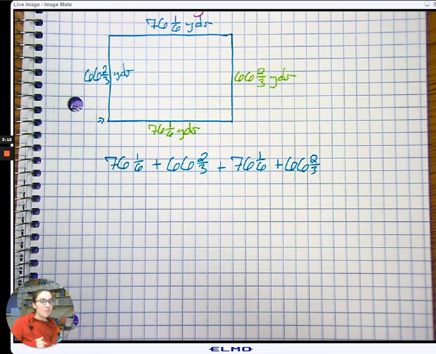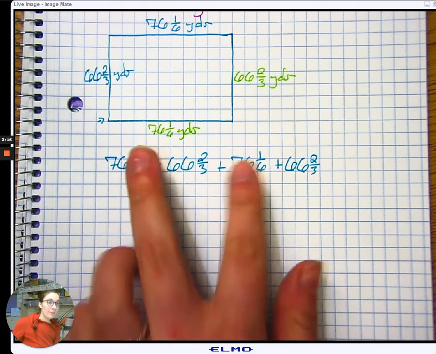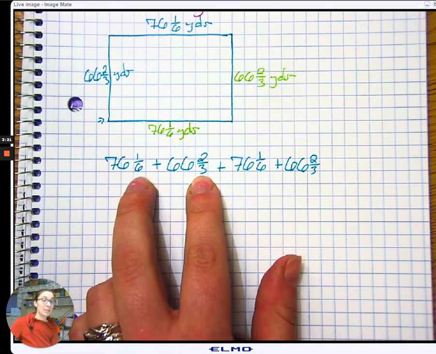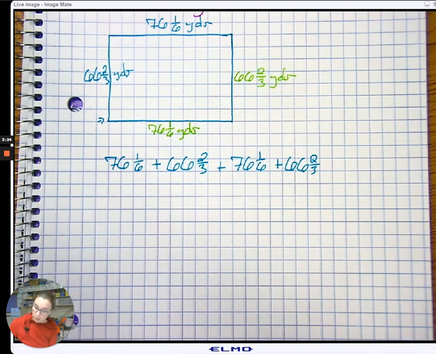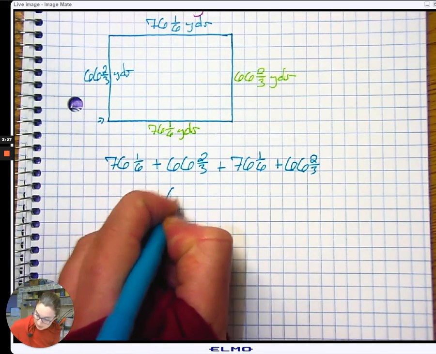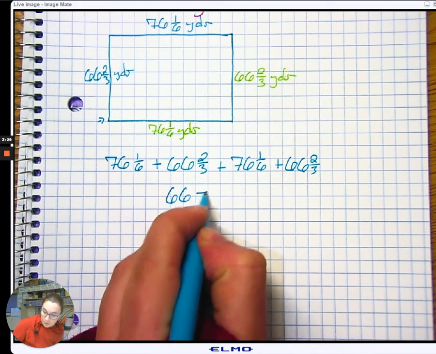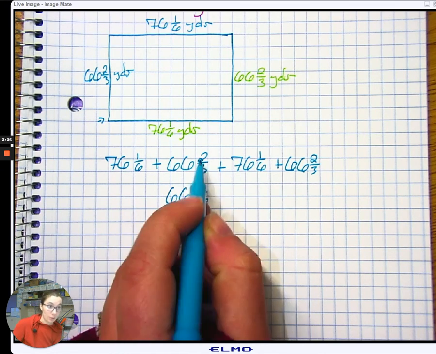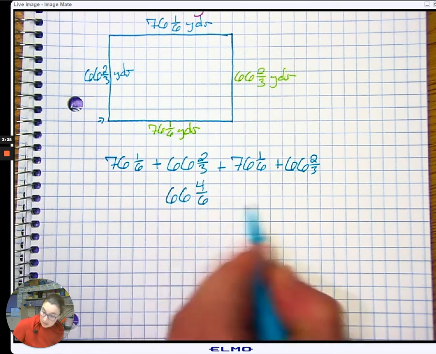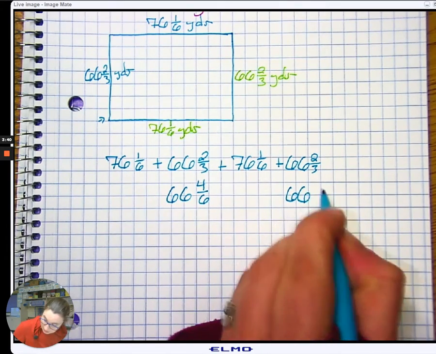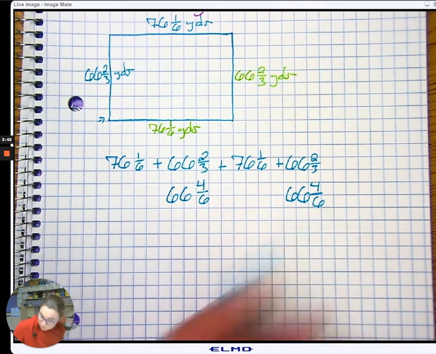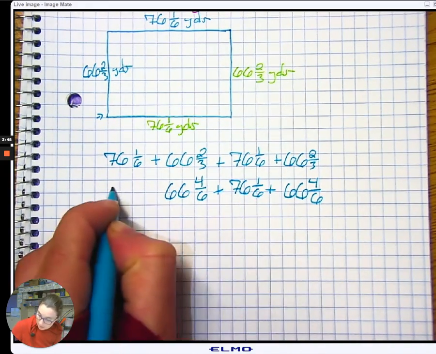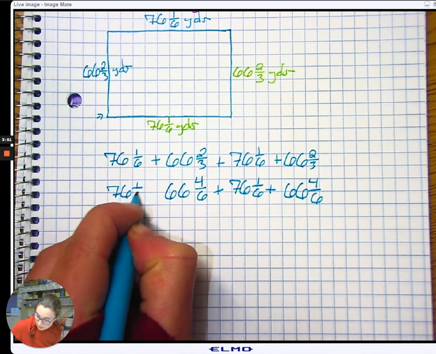So, first thing I need to do is find myself a common denominator of 6 and 3. I know that's going to be 6 because that's the least common multiple of 3 and 6. So, 66 2/3 becomes 66, because the 66 does not change, and over 6. What I do to the bottom, I have to do to the top. I had to go 3 times 2, so it'll be 2 times 2, which is just 4. And this one down here will be 66 4/6 as well. And then I can add my 76 1/6 down here again.